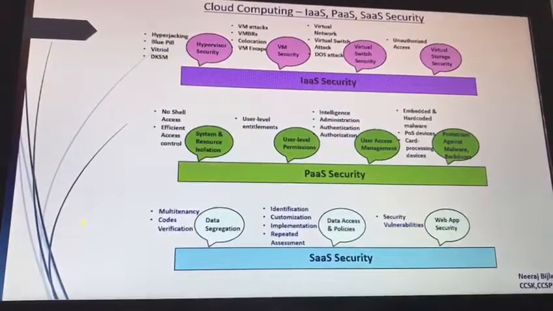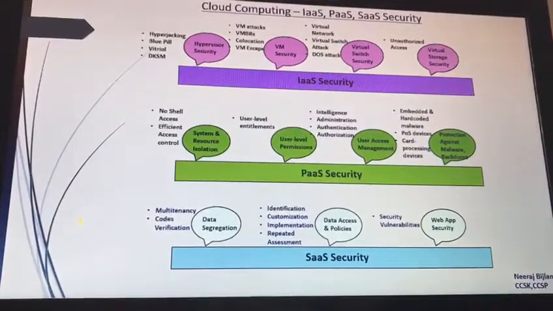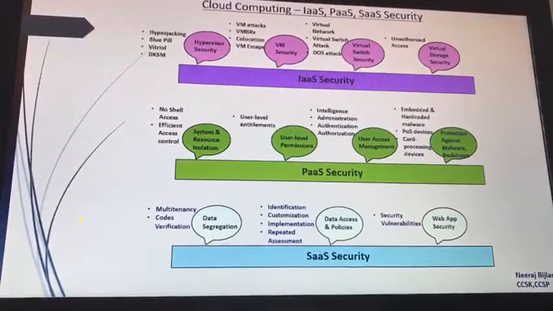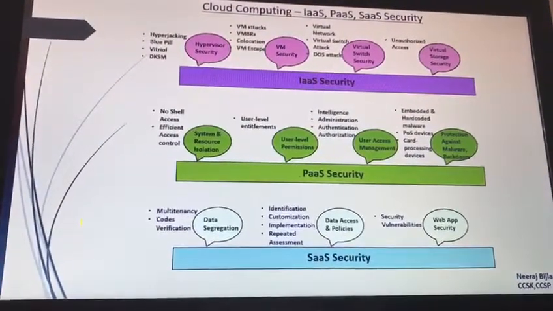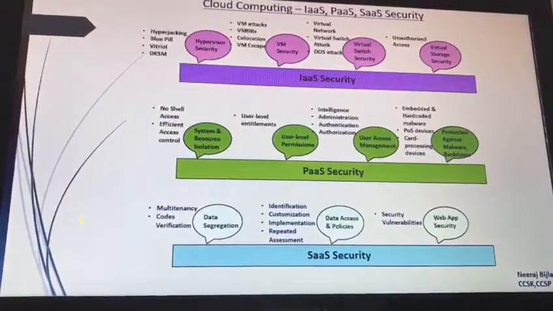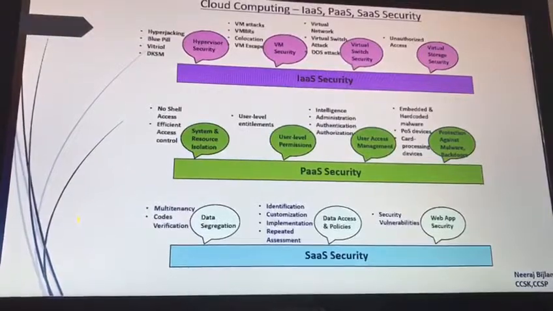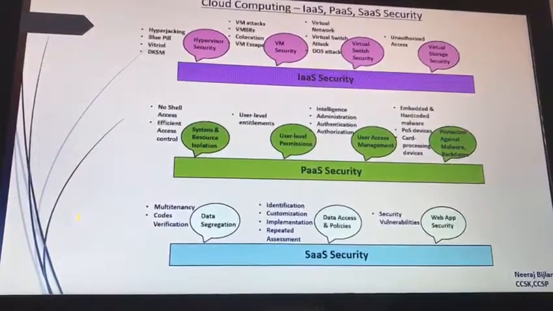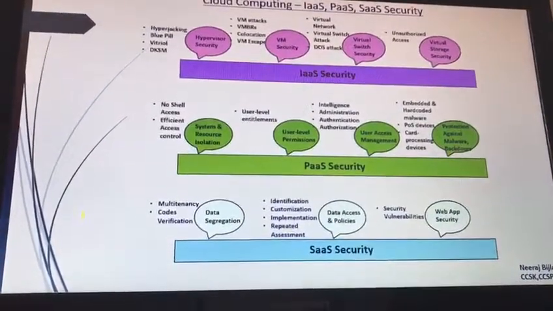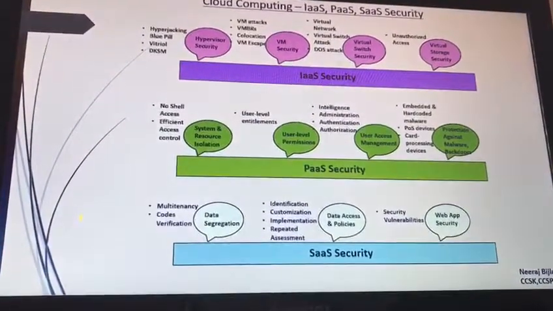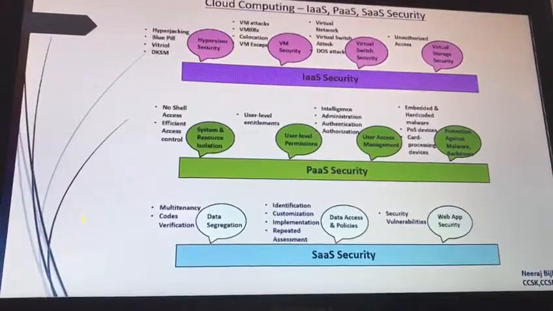So let's start with the hypervisor security attacks. We need to make sure that hypervisor should be secure from hyperjacking, Blue Pill, Vitriol, and DKSM. Hyperjacking means installing a rogue hypervisor that can take complete control over the server, such as SubVirt. SubVirt is an example of hyperjacking.